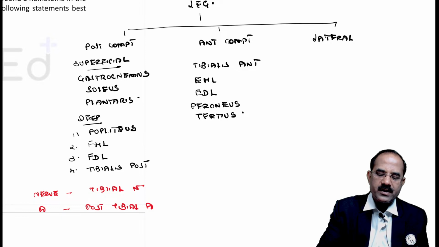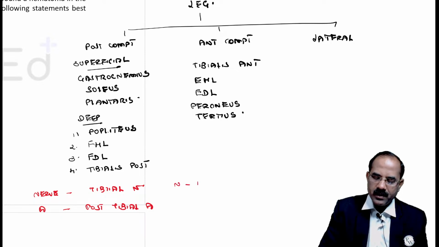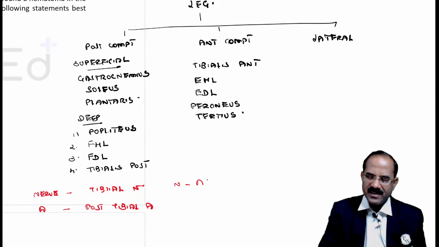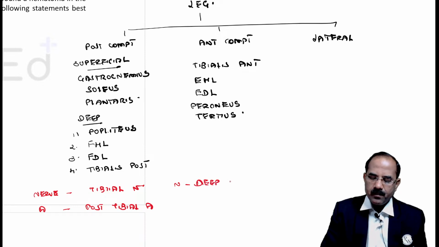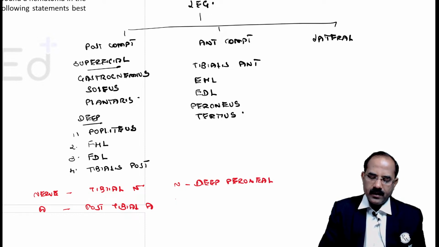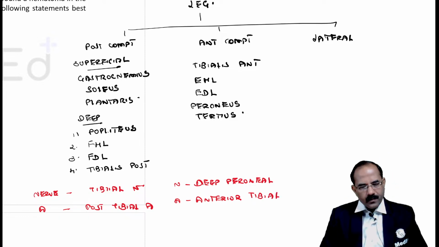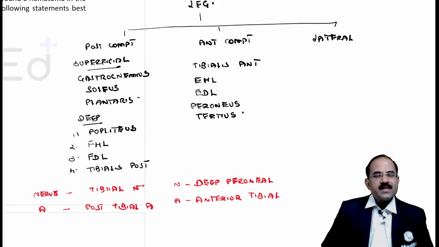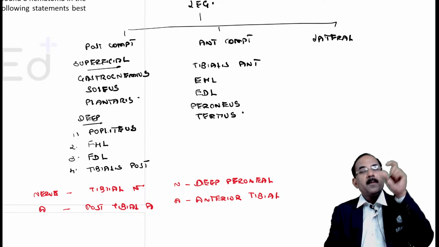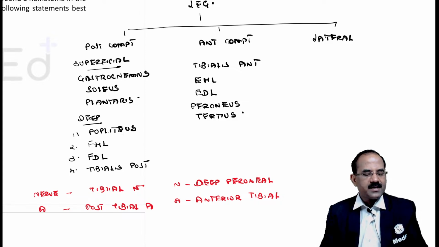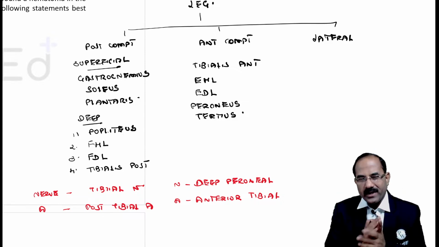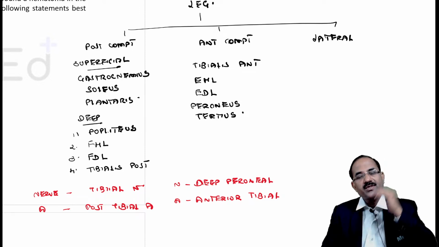Can anyone tell me what is the nerve of this compartment? Yes, any guesses? The deep peroneal nerve. Deep peroneal nerve, and the artery is the anterior tibial artery. Students, this anterior tibial and posterior tibial are branches of which artery? Any guesses? Anterior and posterior tibial, ये दोनों branches होते हैं popliteal artery के. These are the branches of the popliteal artery.